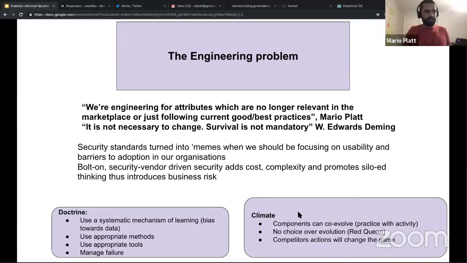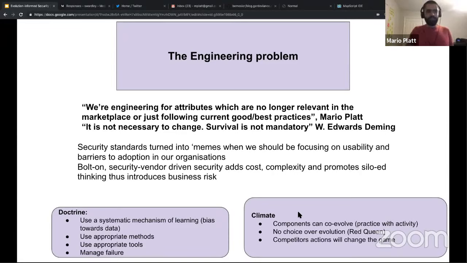Then we have the engineering problem. So the problem here is that we're engineering for attributes that are really not as relevant as they used to be. We haven't really co-evolved practices, and we're still getting to terms on what that means. So going back to the initial IT enterprise adoption cycle, IT enterprise already started adopting cloud, etc., and security as a whole still has a bit to catch up to that. And the problem with engineering is, I quite like the W. Edwards Deming quote, that it's not necessary to change. Survival is not mandatory, right?